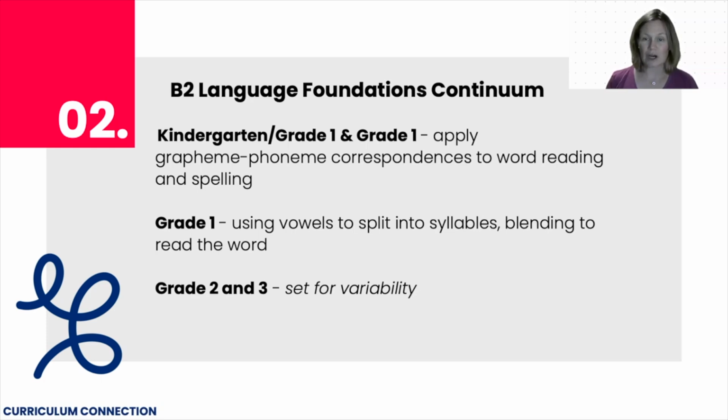In grades 2 and 3, the concept of set for variability is introduced. Students adjust for close approximations when reading words, for example, by flexing vowel sounds, adjusting syllable stress and schwa, which is the unstressed vowel sound. For example, if a student were to decode the word child as chilled, they would quickly recognize that it wasn't a word that they knew, flex the I sound, and arrive at child.